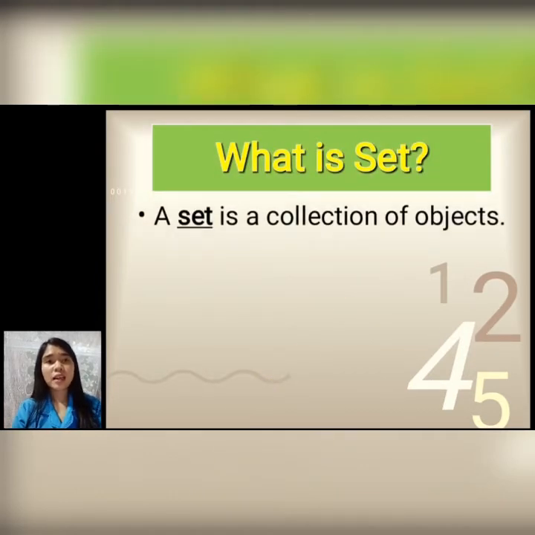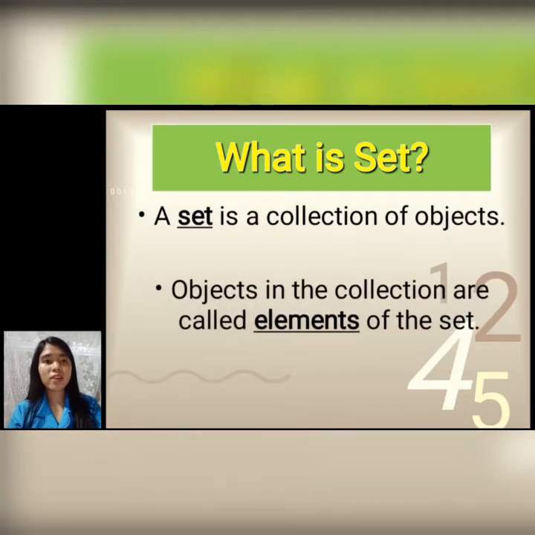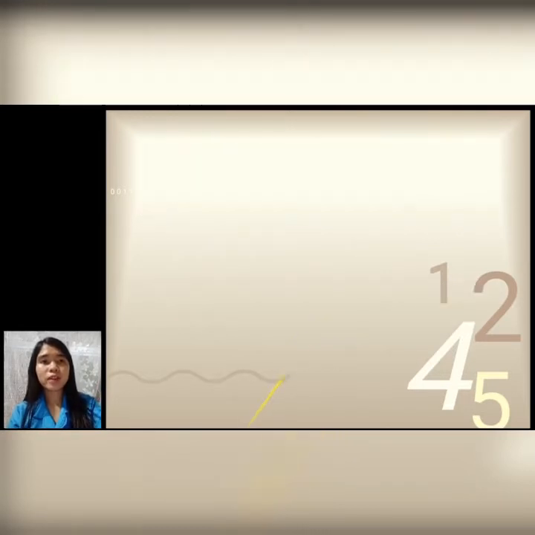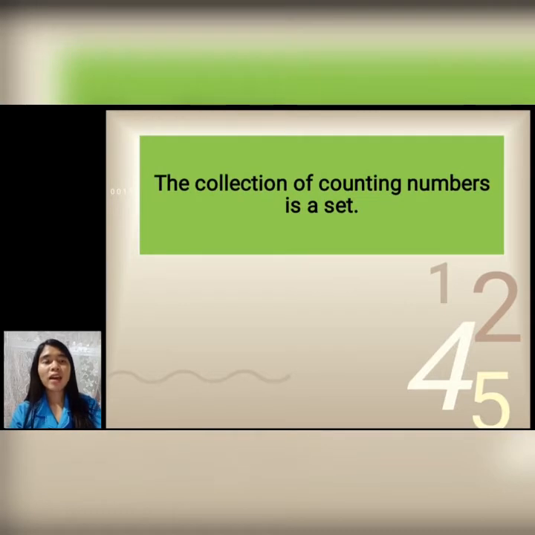To begin with, let's define a set. What is a set? A set is a collection of objects. Objects in the collection are called elements of the set. For you to understand, let's have an example. The collection of counting numbers such as 1, 2, 3, 4, and so on and so forth is a set. Each counting number is an element of the set.